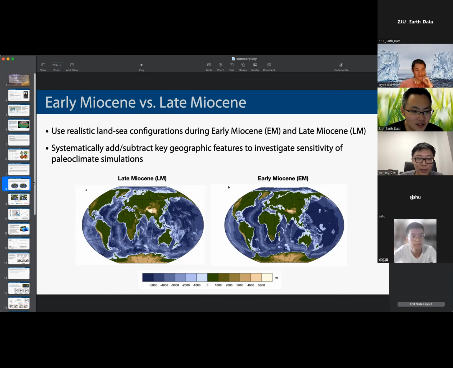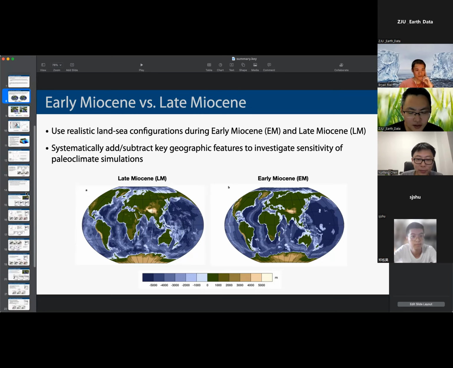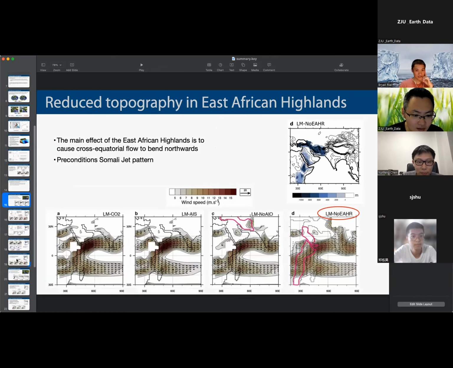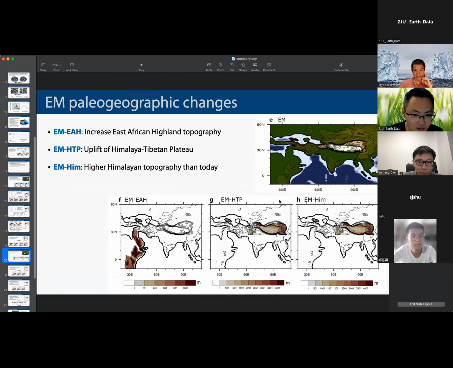Okay, I have another question. One of your slides shows that they have 3 scenarios. One is with a higher topography of the Himalayas. Yes, slide 20. But that sounds very counterintuitive. How could you have a higher Himalayan topography than today?